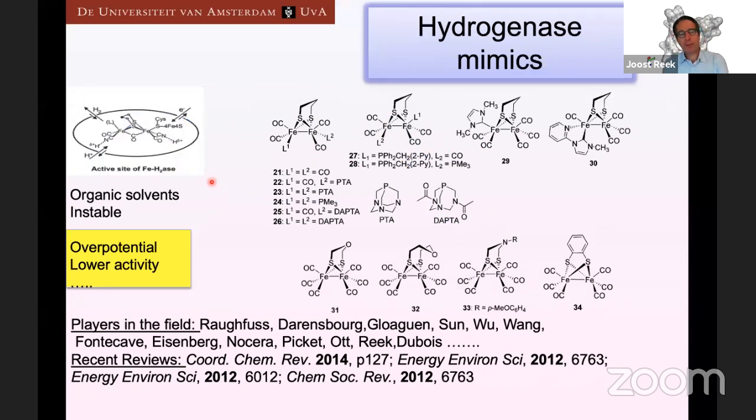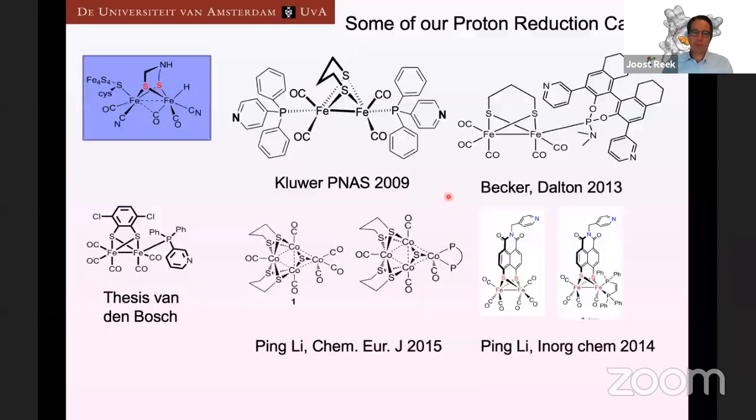As a result, there are many people in the world that look at these types of complexes and make mimics of that. So these are some players in the field, and what these complexes all have in common is that they all need quite a large overpotential, although they can be quite active. And generally, they are not as stable as the hydrogenase itself. So these are some of the mimics that we have made over the years. So also we are very active in this field. And also in our case, all the complexes still need overpotential.